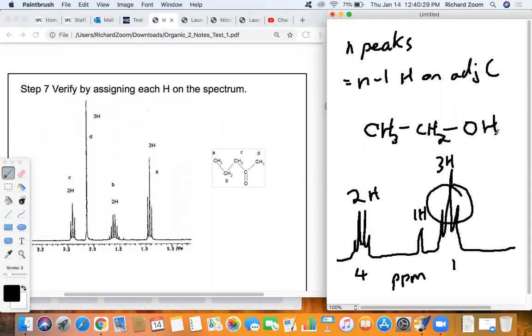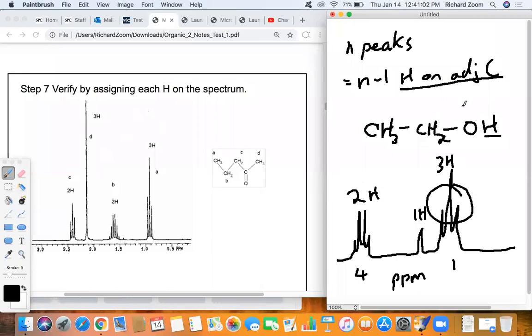You'll also notice that it is next to an OH, but the rule that I'm talking about here is hydrogens on adjacent carbon atoms. So if it's not a carbon atom, it doesn't count. The CH2 sees the CH3, but it doesn't see the OH. It's almost like this O creates a wall, and the CH2 can't see the H on the O, and the H can't see the CH2 either, which is why it comes up as a single peak.